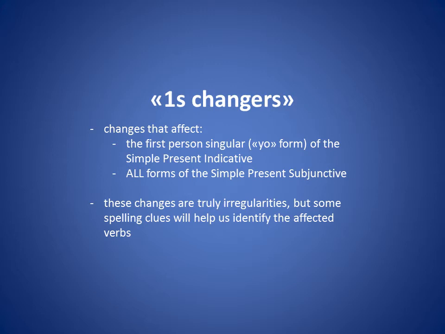But today we're going to learn some spelling clues that will really help us identify which verbs are going to suffer these changes and which will not. Also, we're going to talk about how these changes tend to trump stem changes. You might have verbs with mixed irregularities sometimes. We often have stem changes and spelling changes in the same verb. What we're going to see is that when you have a stem change and a first person singular change in the same verb, they don't typically coexist. And we'll see that in a few slides.